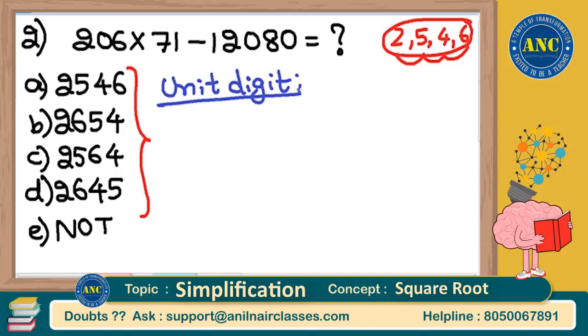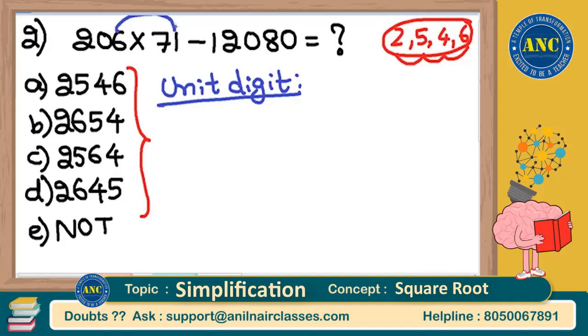Simple, right? See here, unit digit concept. If I apply digital sum, all four options will match. So I will not apply digital sum. Rather, I will work out with another beautiful concept called unit digit. If I apply unit digit, I only work with the unit digit.